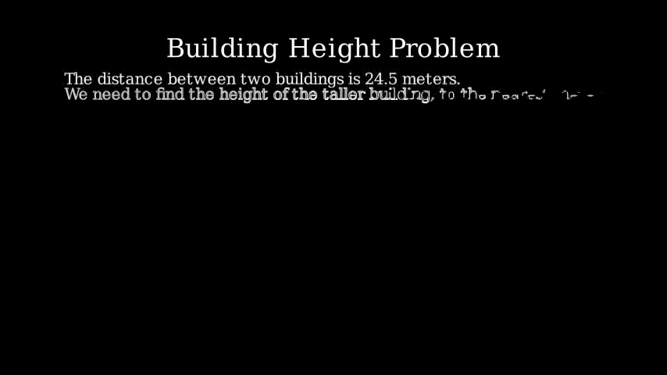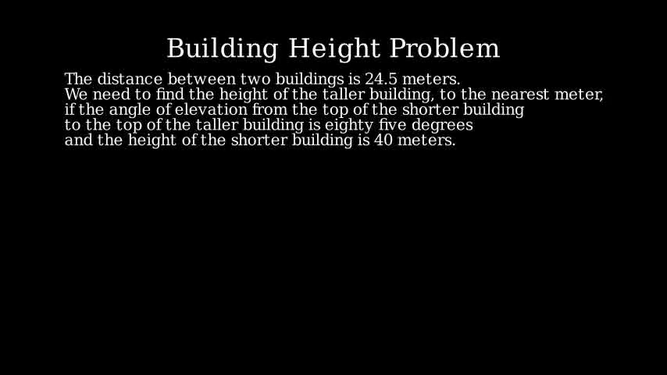Let's solve a problem about finding the height of a tall building using trigonometry. Here's our problem. The distance between two buildings is 24.5 meters. We need to find the height of the taller building to the nearest meter, if the angle of elevation from the top of the shorter building to the top of the taller building is 85 degrees, and the height of the shorter building is 40 meters. Let's visualize this problem with a diagram.